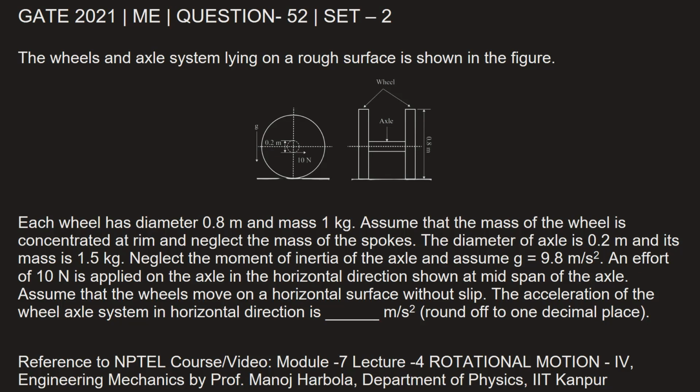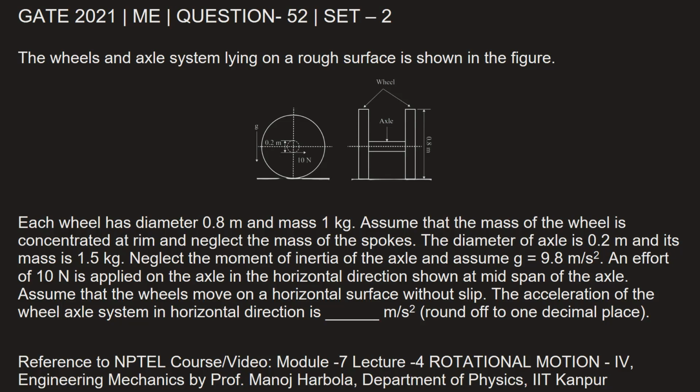Neglect the moment of inertia of the axle and assume g as 9.8 meter per second square. An effort of 10 Newton is applied on the axle in the horizontal direction shown at midspan of the axle. Assume that the wheels move on a horizontal surface without slip. The acceleration of the wheel's axle system in horizontal direction is dash meter per second square. Round it off to 1 decimal place.